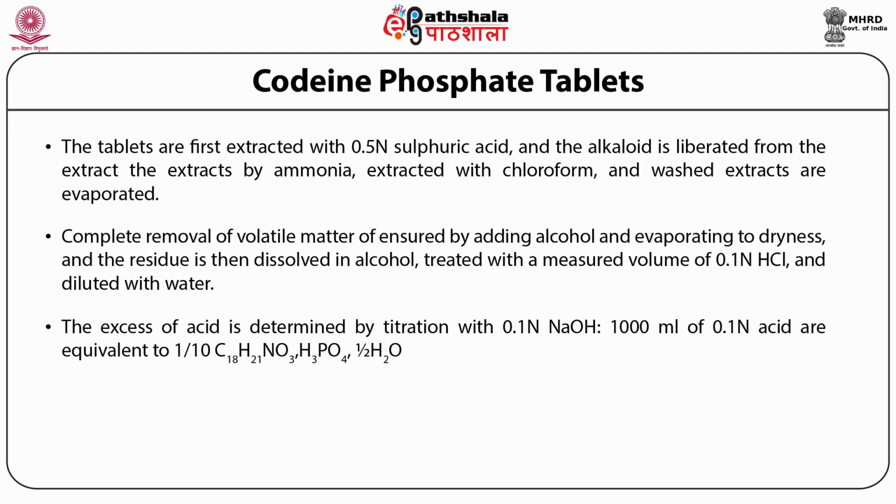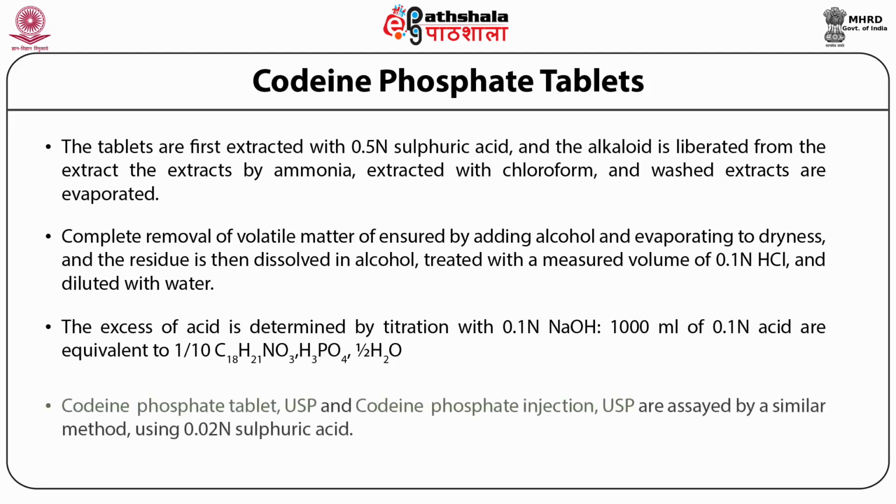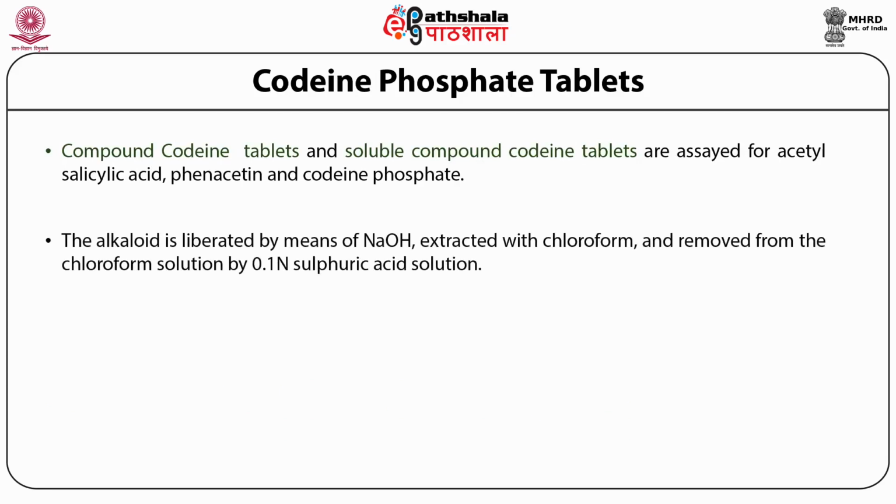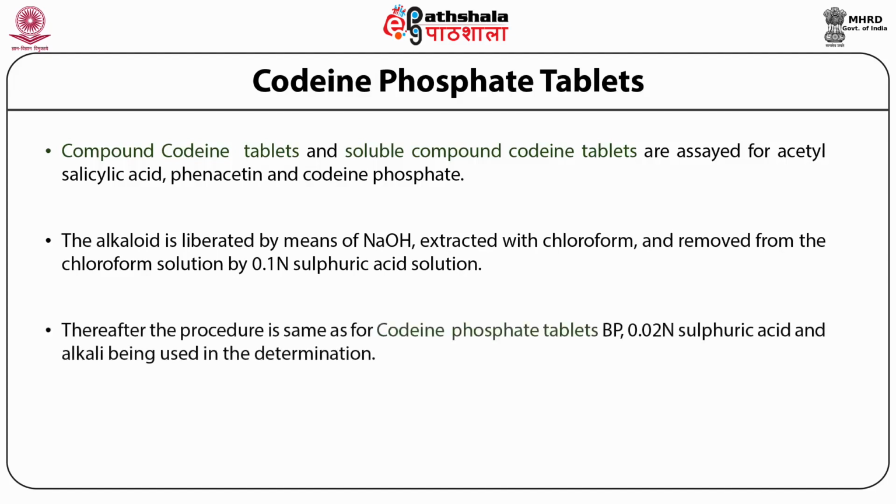The equivalent factor is given next to it. For codeine phosphate tablets USP and codeine phosphate injection USP, the same method is followed using N/50 sulfuric acid. Compound codeine tablets and soluble compound codeine tablets are assayed for acetyl salicylic acid, phenacetin, and codeine phosphate. The alkaloid is liberated by means of NaOH, extracted with chloroform, and removed from chloroform solution by 0.1 normal sulfuric acid solution. Thereafter, the procedure is same as that of codeine phosphate tablet mentioned above, using 0.02 normal sulfuric acid.